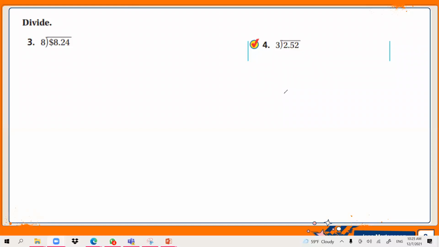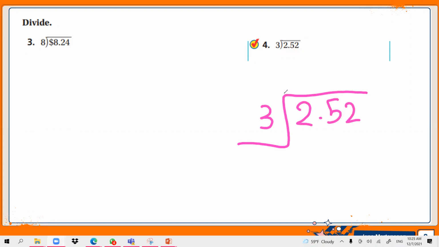Here we have 2.52 divided by 3. The first step, what did we do? We said that I will divide the ones. 2 divided by 3. Can I? No. So I will write 0. Why? Every time you find that the dividend is less than the divisor, you cannot divide it. You cannot share 2 apples among 3 girls. So you will write 0. Then 0 times 3 is 0.